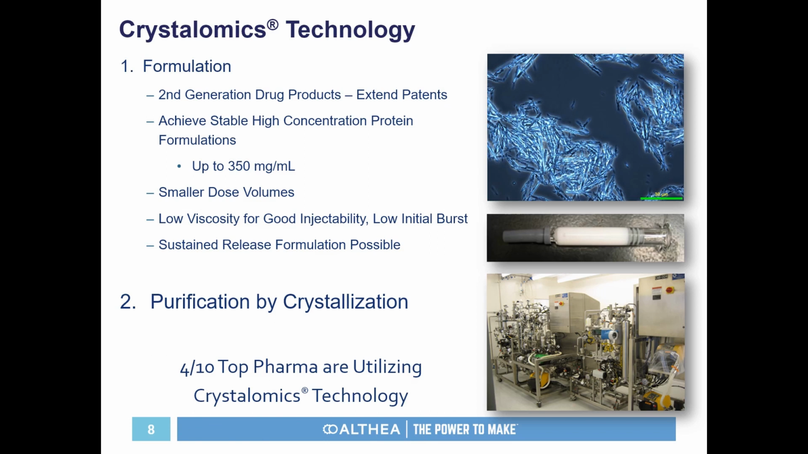So with our Crystallomics technology, we're able to offer our clients a second-generation drug product, thereby extending their patents. We're also able to achieve stable, high-concentration protein formulations of up to 350 mg per mil, thereby decreasing the dosage volumes while maintaining low viscosity with good injectability and low initial burst. The crystals can also be complexed, creating sustained release formulations. These sustained release formulations could possibly decrease daily injections to weekly or monthly injections with a stable PK profile.